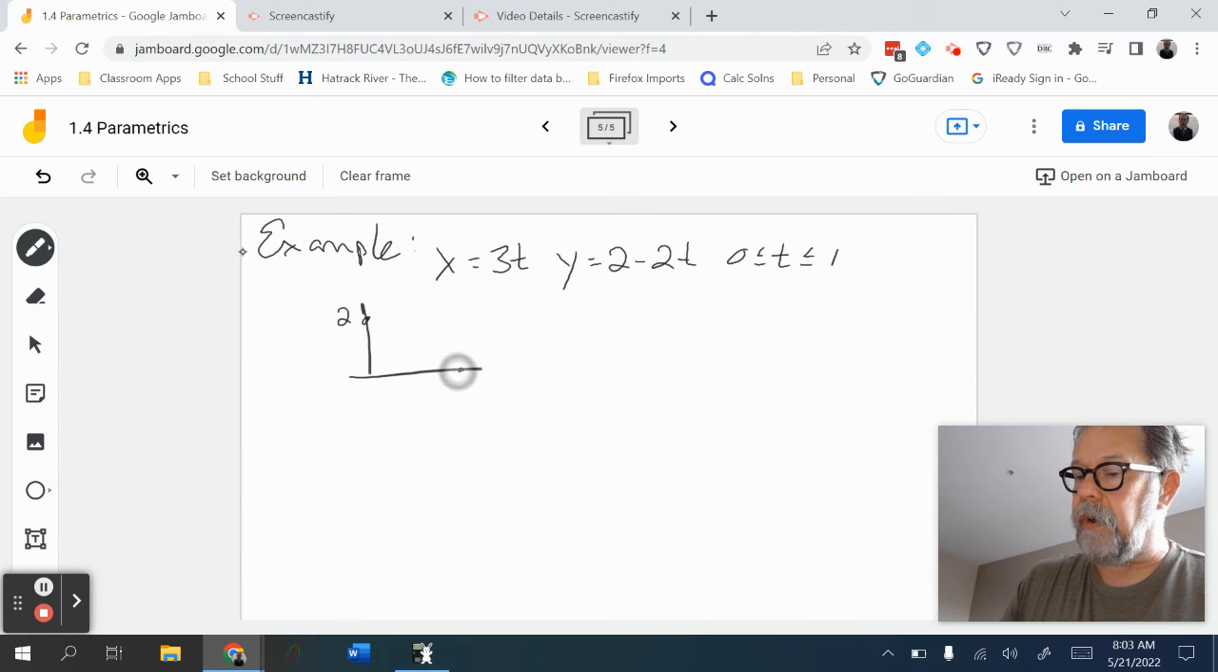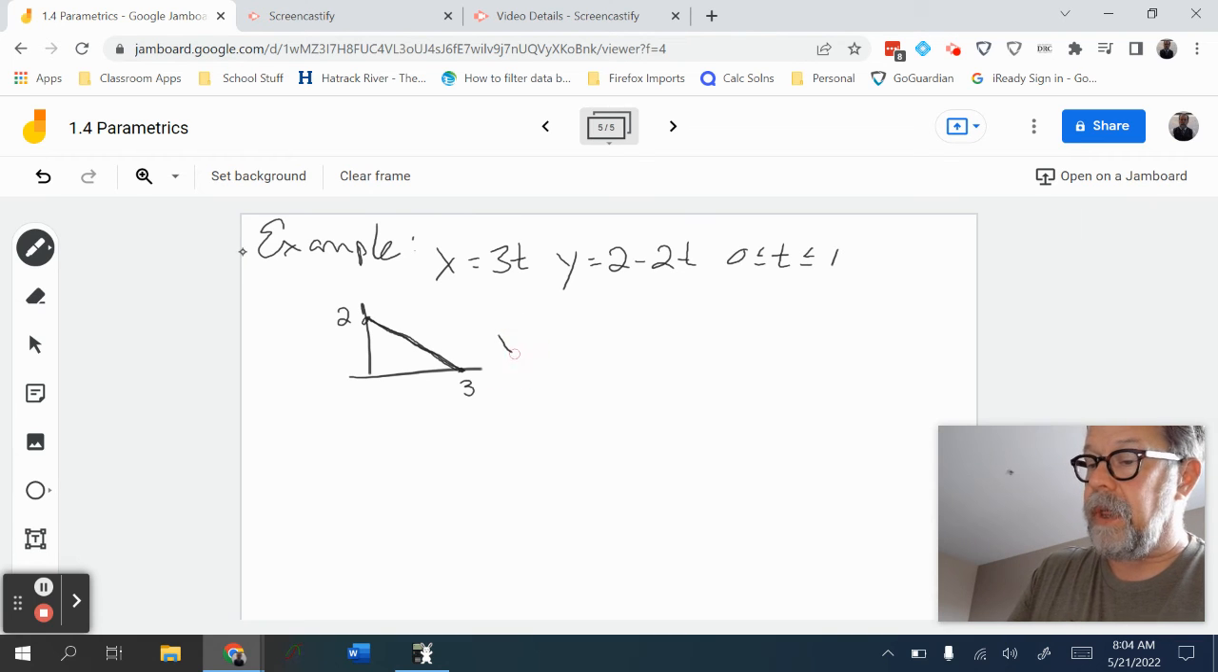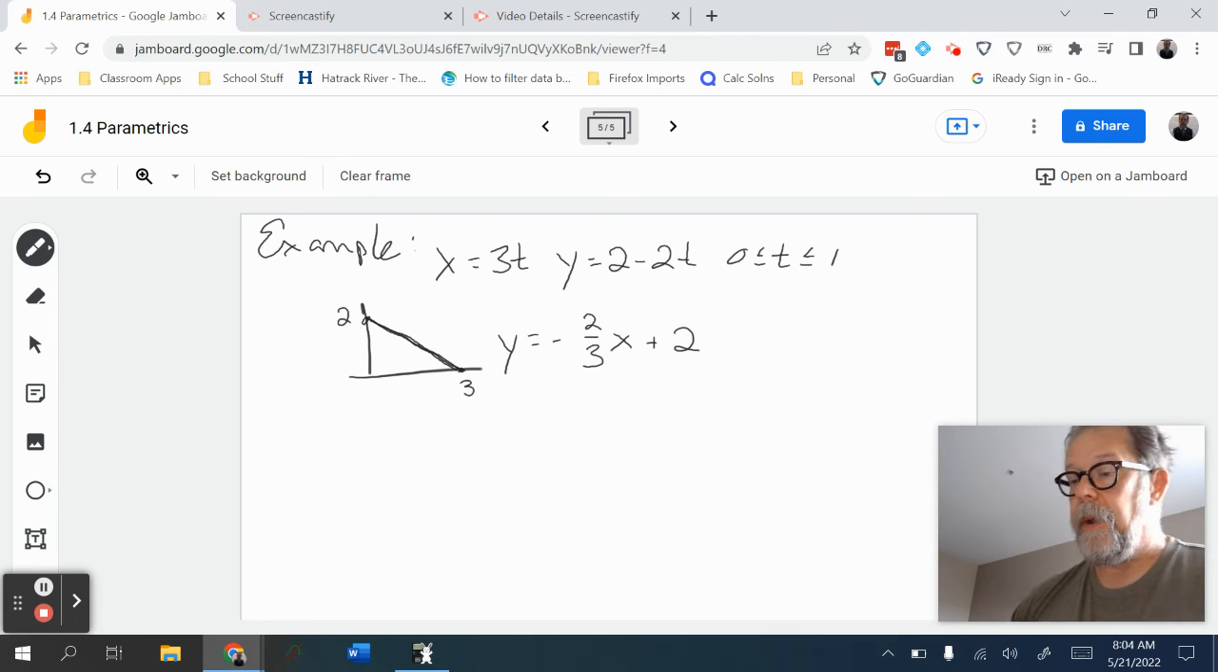that runs from 0 to 3. I'm not doing a good job of drawing, but it's because I'm on this touch screen thing. All right, there we go. So what we end up with is y equals negative 2/3 x plus 2 out of that.